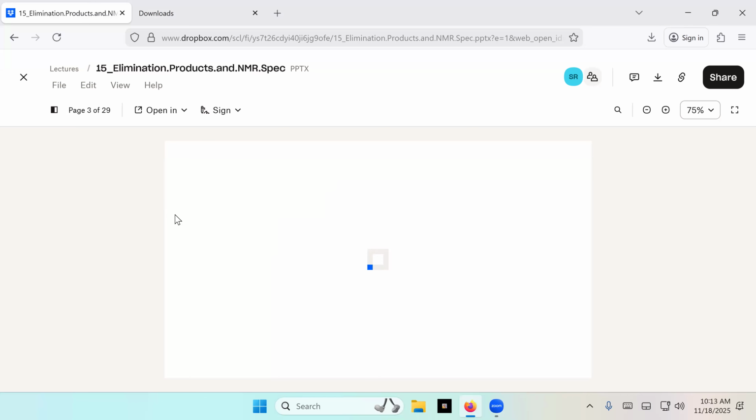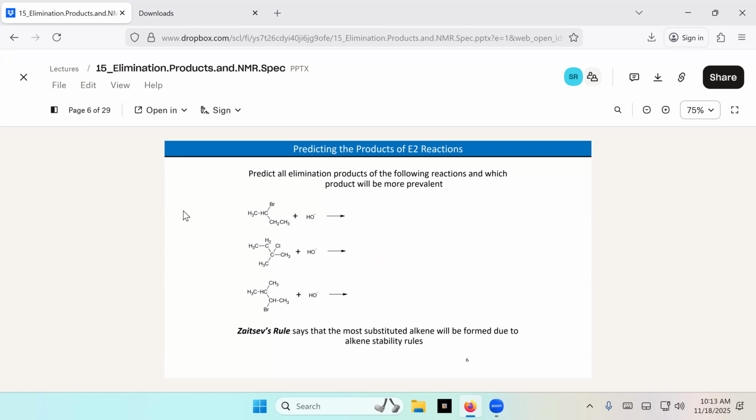Oxygen. Oxygen's an okay leaving group. It's not as good of a leaving group as the halides are, but if I'm telling you to predict the elimination products, so I'm telling you it's going to go through an elimination.